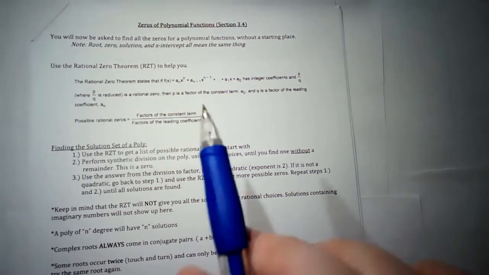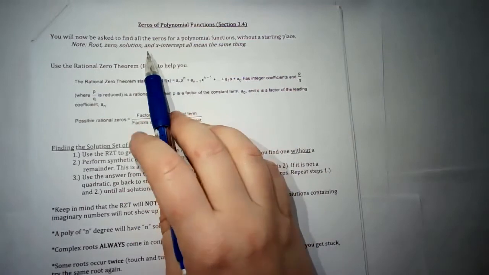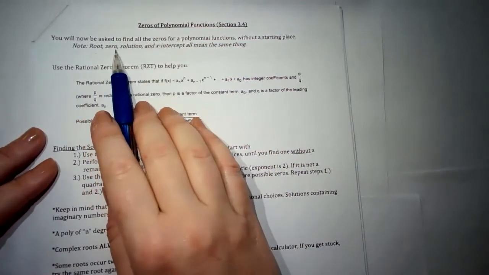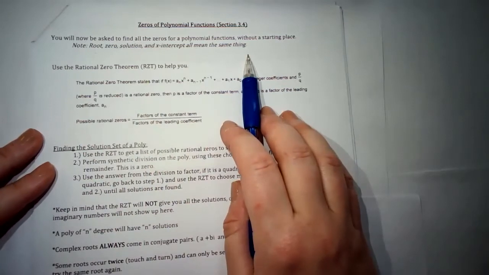Okay, 3.4 takes it one more step. If college algebra is like a mountain that you're climbing and the hardest part is the peak and then you come back down, today is the peak. You're at the tippy top of Mount Math, okay? You're up at the top, this is it, and after today it gets easier. So here's the thing, remember root, zero, solution, x-intercept, they all mean the same thing, right?